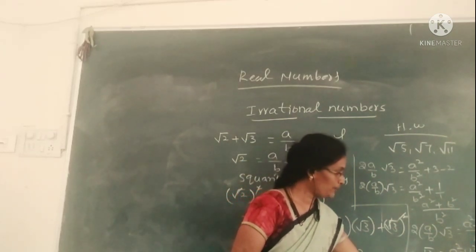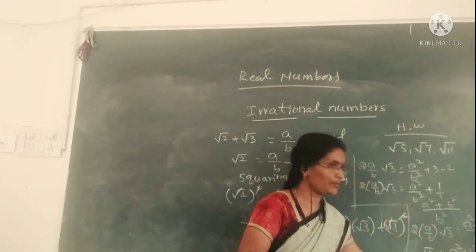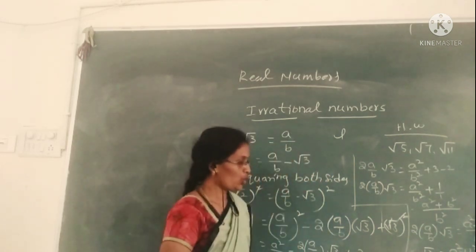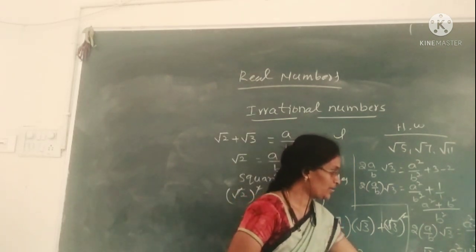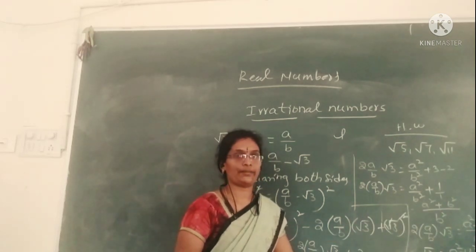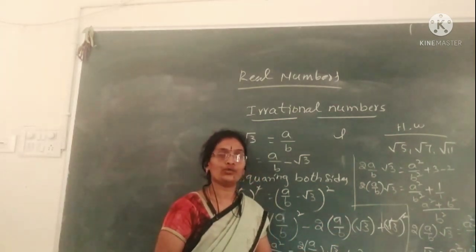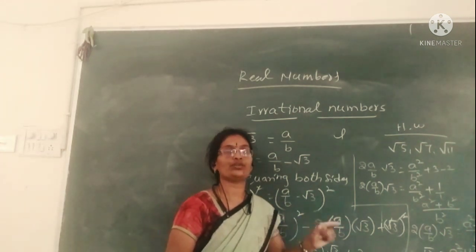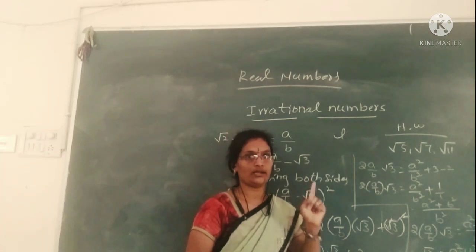So a square plus b square by 2ab is a rational number. So root 3 is a rational number. But this is a contradiction, as root 3 is an irrational number. So root 2 plus root 3 is also an irrational number.